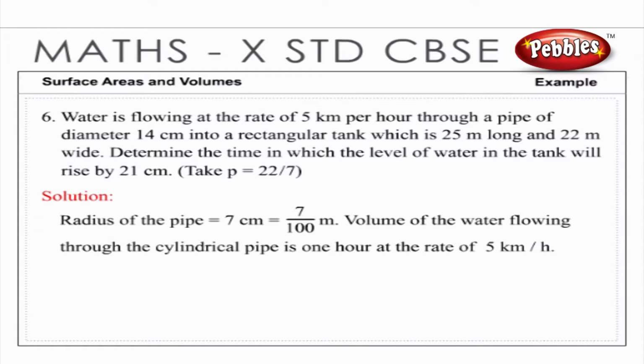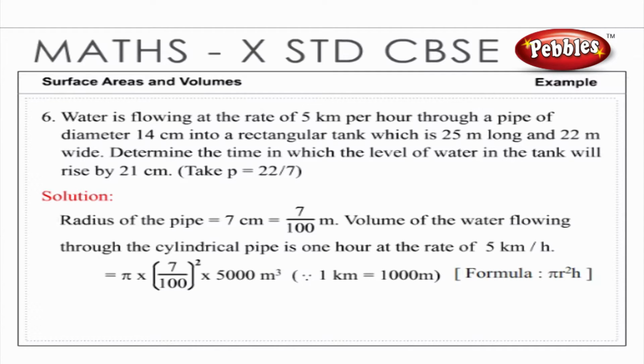Solution. We are given that the radius of the pipe is equal to 7 centimeter, which is equal to 7 by 100 meter. Volume of the water flowing through the cylindrical pipe in 1 hour at the rate of 5 km per hour is equal to pi into (7 by 100) the whole squared into 5000 meter cube, that is, 1 kilometer is equal to 1000 meter. We get 77 meter cube.